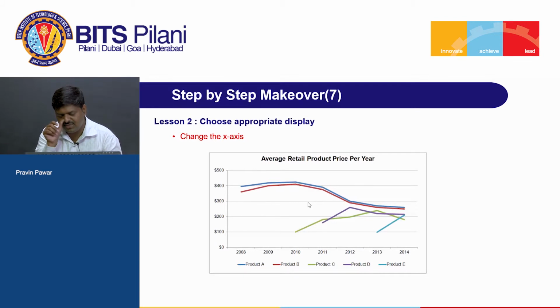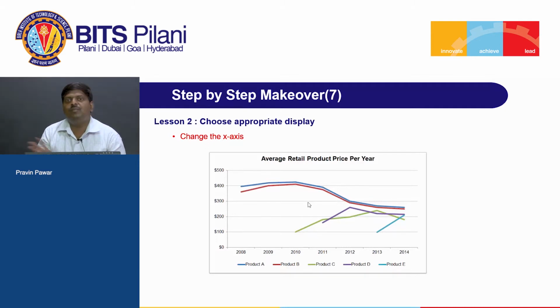Because in the earlier visualization, I was not able to compare the pricing for different products. Within a product for different years, I was able to do it. But across the products, that pricing trend, I was not able to pick out from that particular visualization. So now what is the change that has been done here?